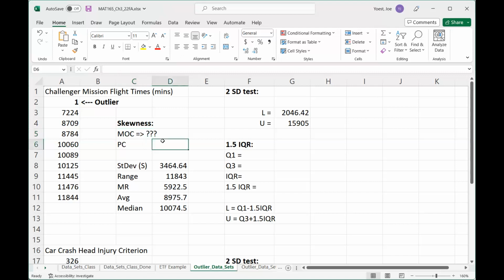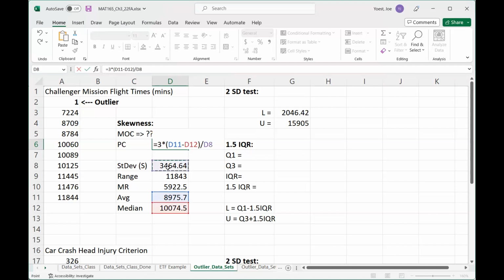Let's go with the Pearson coefficient. 3 times mean minus median over standard deviation. And remember, the Pearson coefficient we're comparing to plus or minus 1. So if the Pearson coefficient was less than -1, we would say there's evidence of left skewedness. Negative 0.95 is awful close to -1, right?